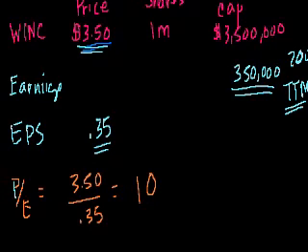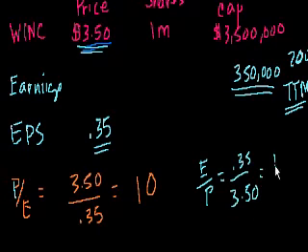What does that tell you? Well, there's a couple of ways to think about it. One is you could kind of flip this. No one ever talks about the earnings to price ratio, but that's an interesting thing to think about because it connects it with a lot of other financial concepts that are out there. This is kind of a Sal special ratio, but it's a useful one to think about. The earnings to price ratio is just the inverse of this, 0.35 to 3.50, which is equal to 1/10 or 10%.